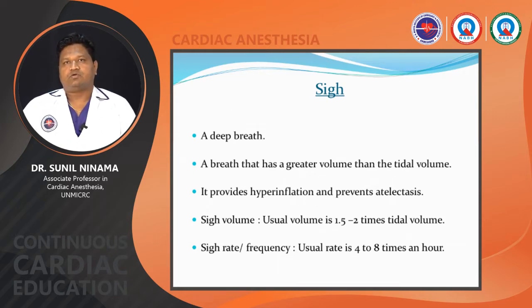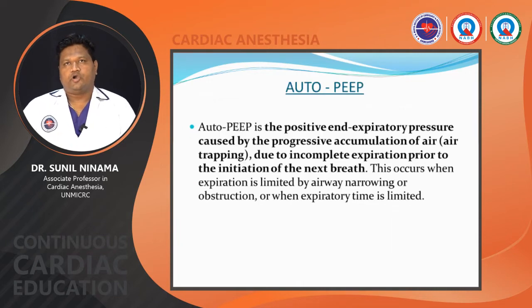Sigh volume is around 1.5 to 2 times the tidal volume, and sigh rate is usually around 4 to 8 times an hour. What do you mean by auto-PEEP? Auto-PEEP is a positive end-expiratory pressure caused by progressive accumulation of air due to incomplete expiration prior to the initiation of the next breath. That's why air trapping occurs, and it is called auto-PEEP.